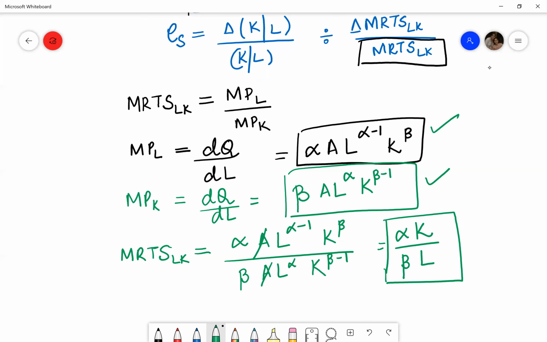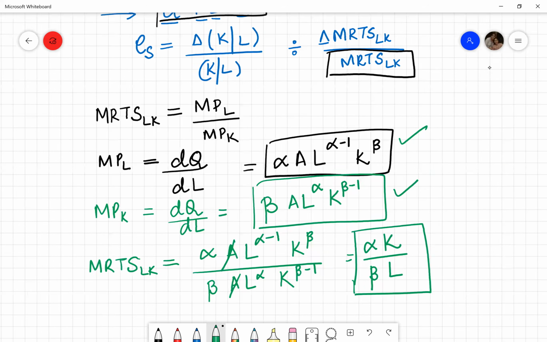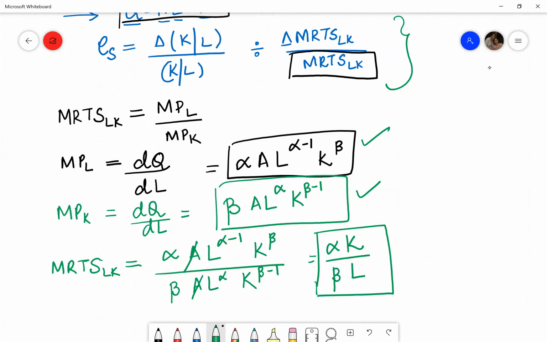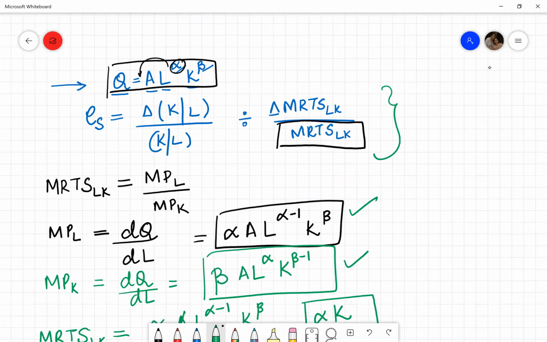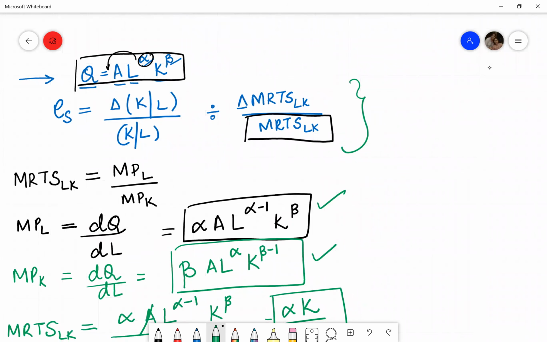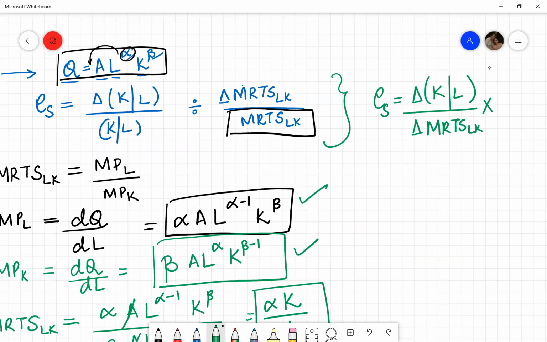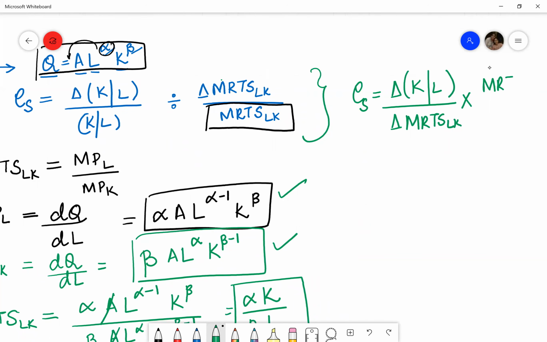Now, our next objective is to simplify this ratio, right? So for this, what we do is that we take the change terms to one side. So we can simplify our formula as change in K by L divided by your change in MRTSLK, this multiplied by your MRTSLK by K by L.